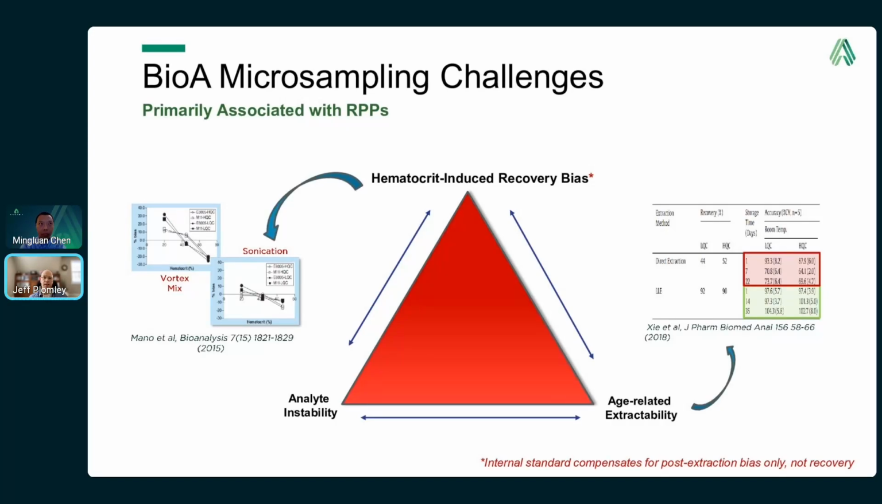And finally, we have observed that as hematocrit increases, age-related extractability can become more pronounced. And therefore, the age of the microsamples and the hematocrit level one optimizes extraction methodology on can have an enormous impact on assay success. In our experience, workflows that eliminate hematocrit recovery bias have also successfully eliminated age-related extractability. And we'll discuss that workflow shortly. And again, a lot of these issues are associated with rigid porous polymers.